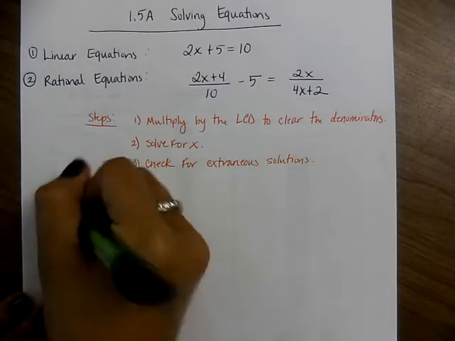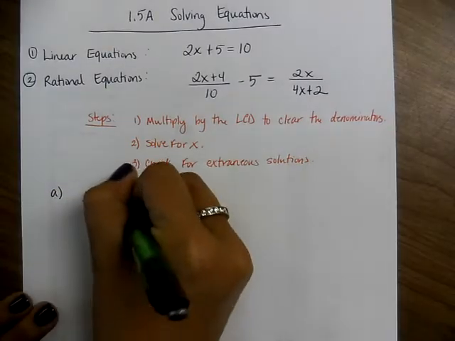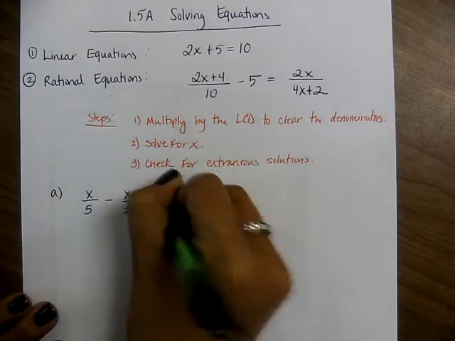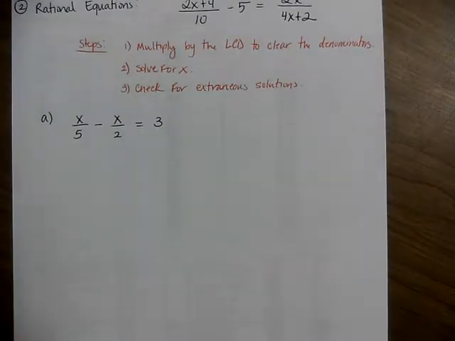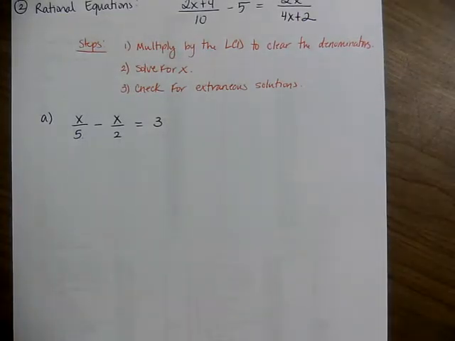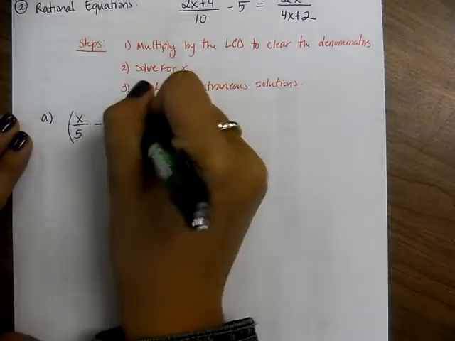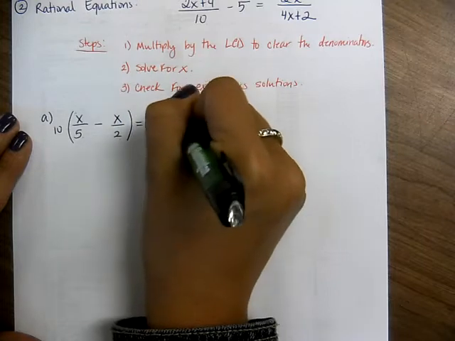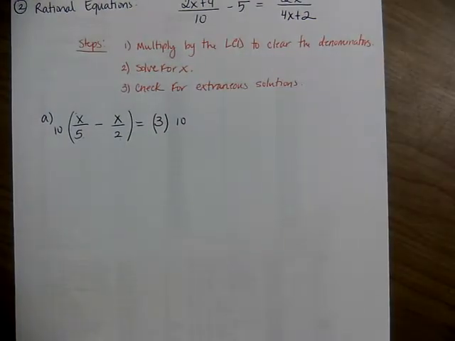Alright, so let's try some of these. x over 5 minus x over 2 equals 3. Okay, so we have a rational equation. We want to try to clear the denominator. So you want to look at all of your denominators. Remember, 3 is like over 1. You want to look at all of those and decide on the LCD. So what's it going to be? 10. So I'm going to multiply the left side by 10 and the right side by 10. Whatever you do on the left, you have to do on the right in order to keep the equation balanced.